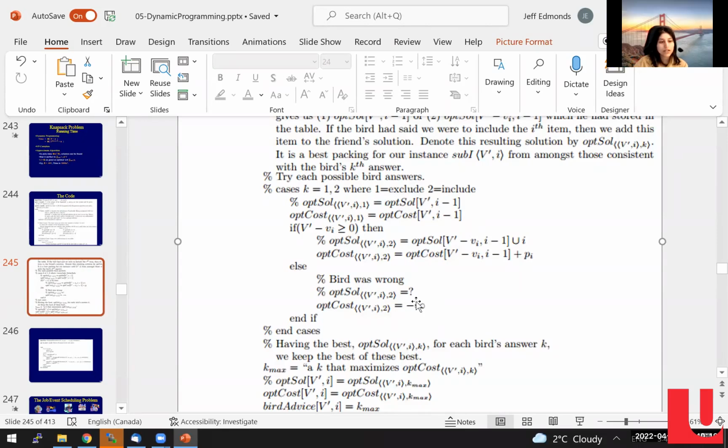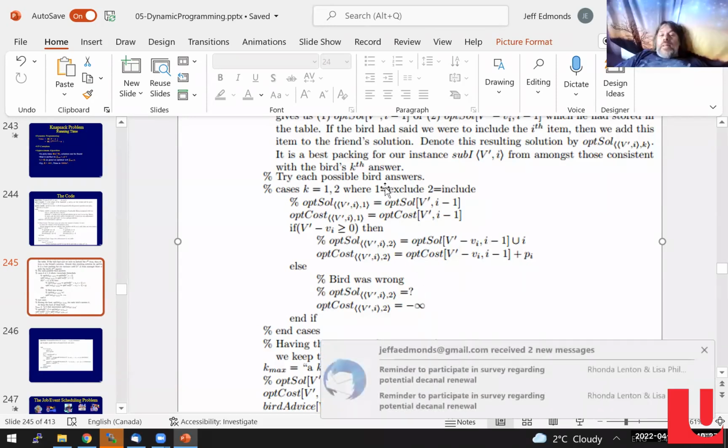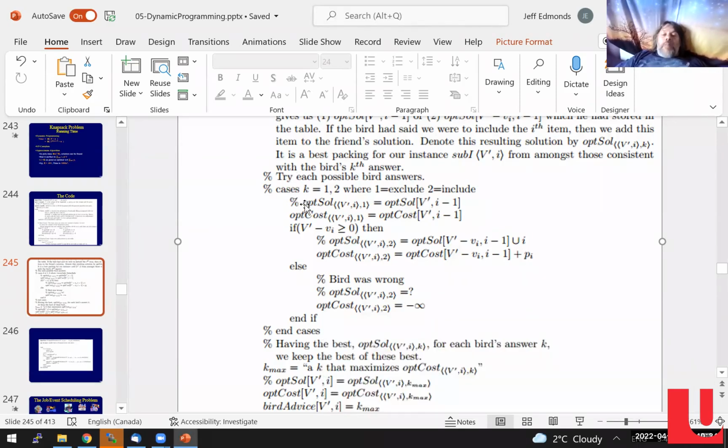But aren't we imagining that the bird is some sort of oracle that is never wrong? Yeah, I'm happy with that. I mean, here I'm saying if she tells me 1, then this will give me the best solution. If she tells me 2, then this will give me the best solution. So this is the bird friend algorithm when I know she's saying yes. And this is the friend algorithm when I know the bird's saying no.